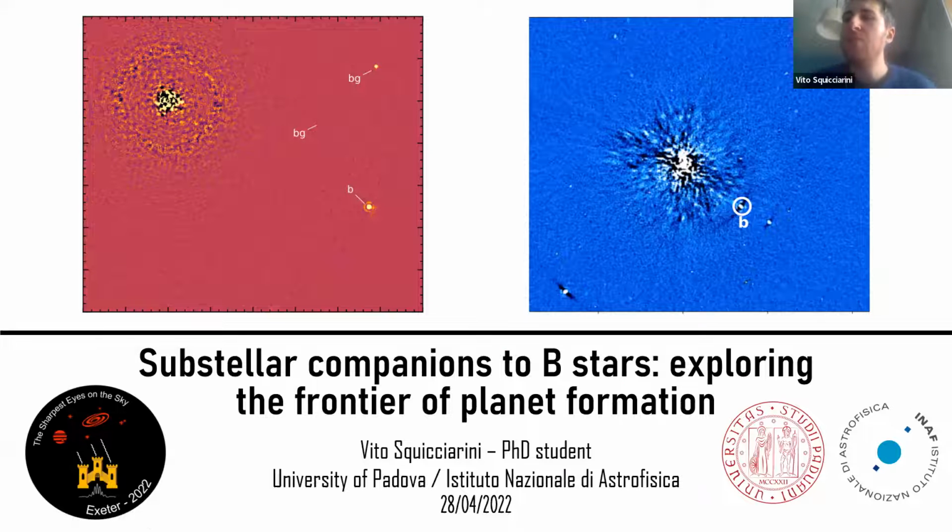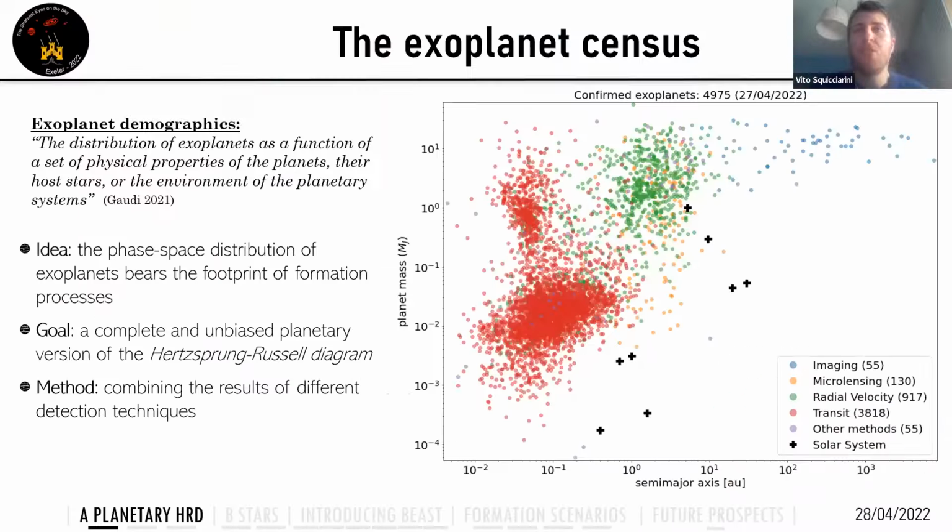So, first of all, I want to thank the organizer for giving me the opportunity of being here today. My name is Vito Squicciarini. I'm a PhD student at the University of Padova. And today I will try to highlight how high-resolution astronomy is helping shape our view of some exotic planetary systems and their formation. So I will start with the classical plot that you see so many times in exoplanetary science.